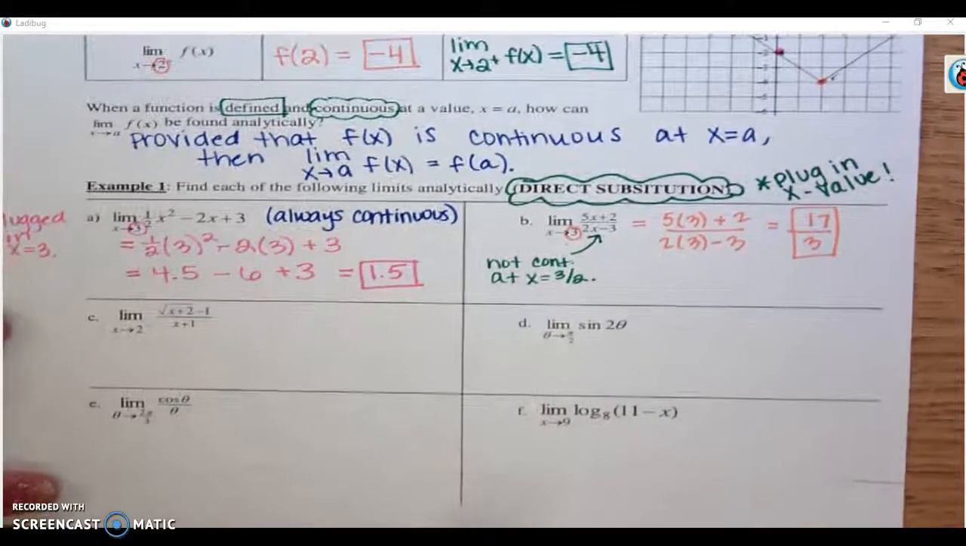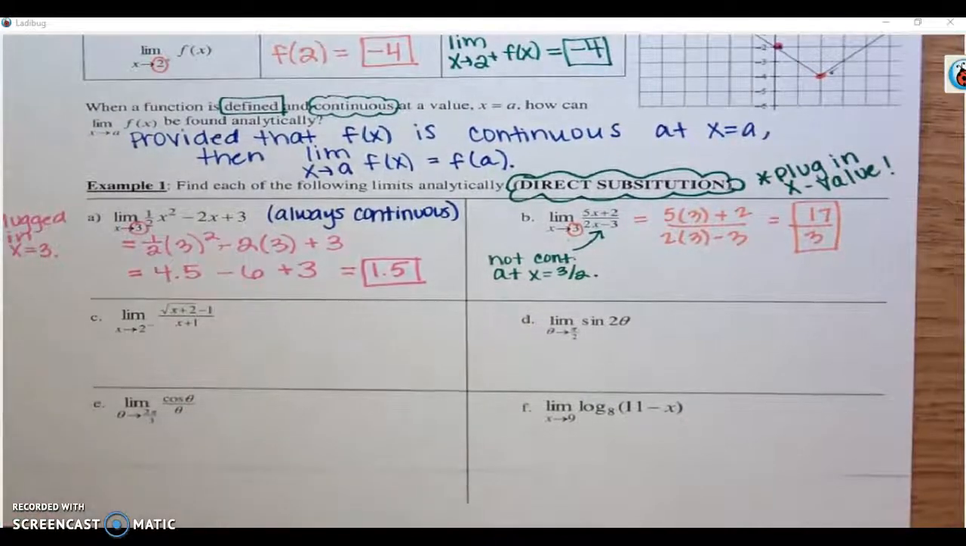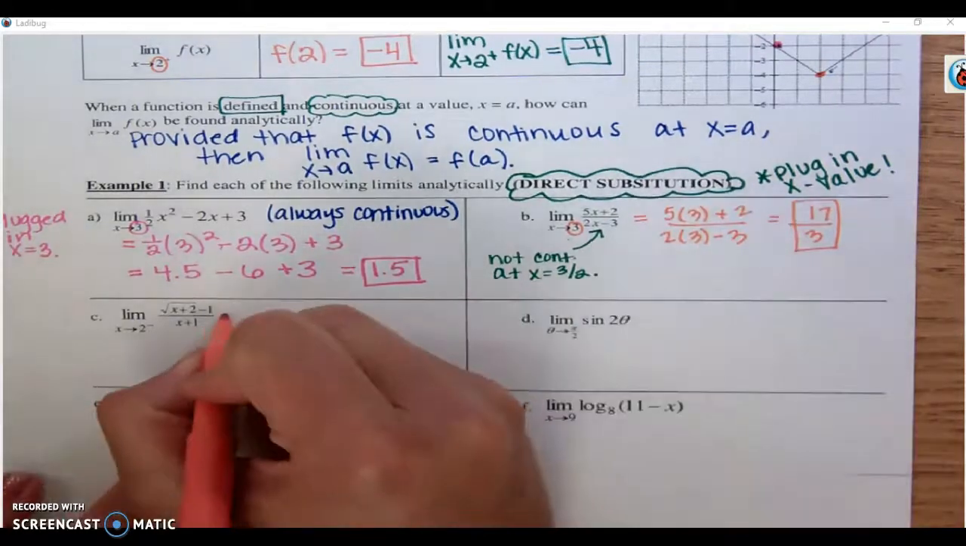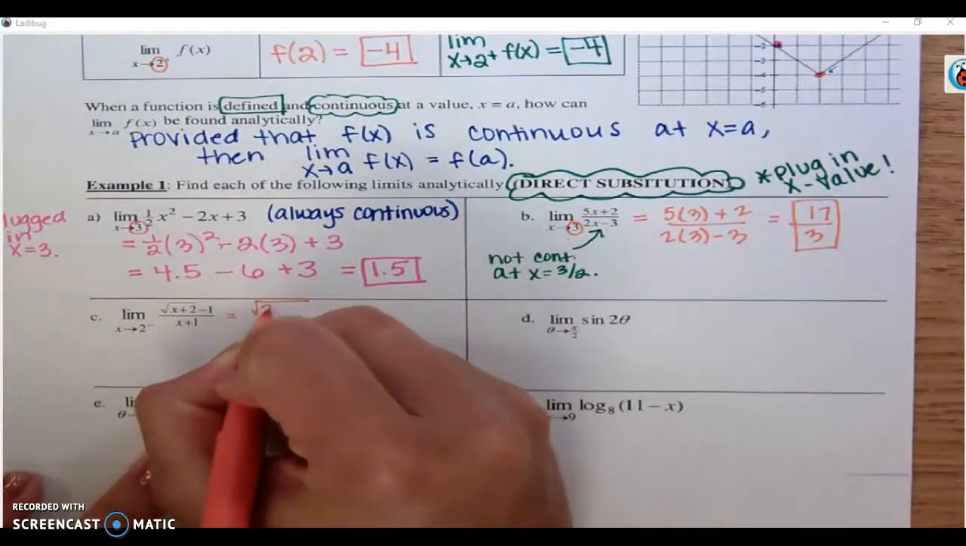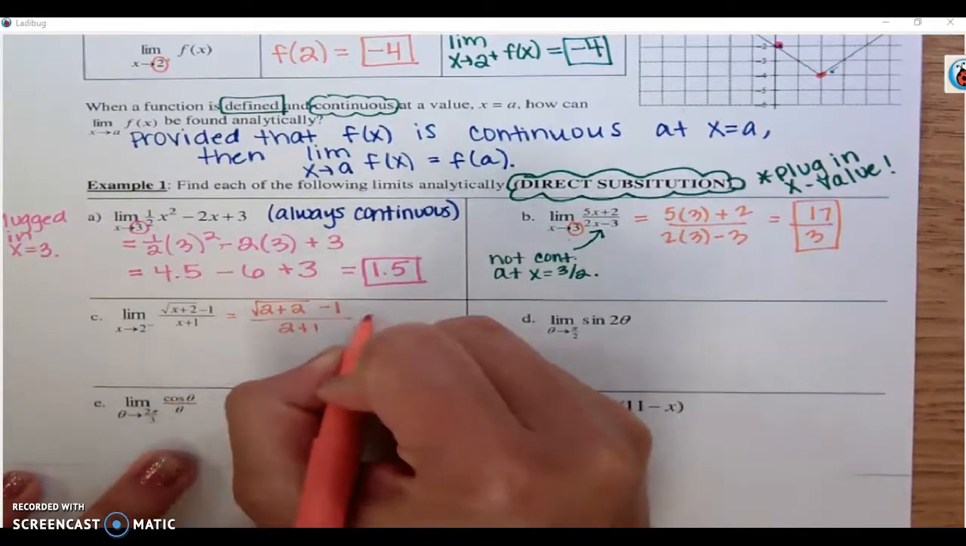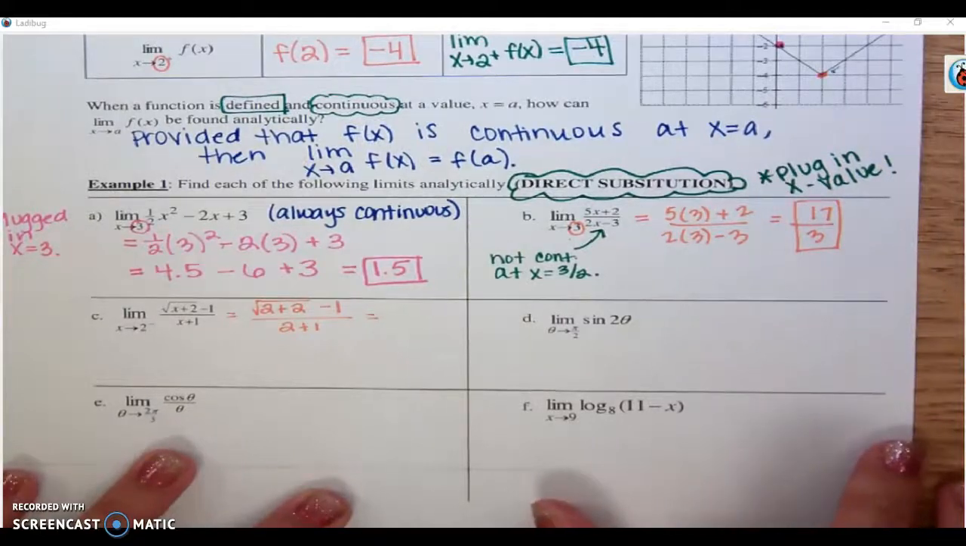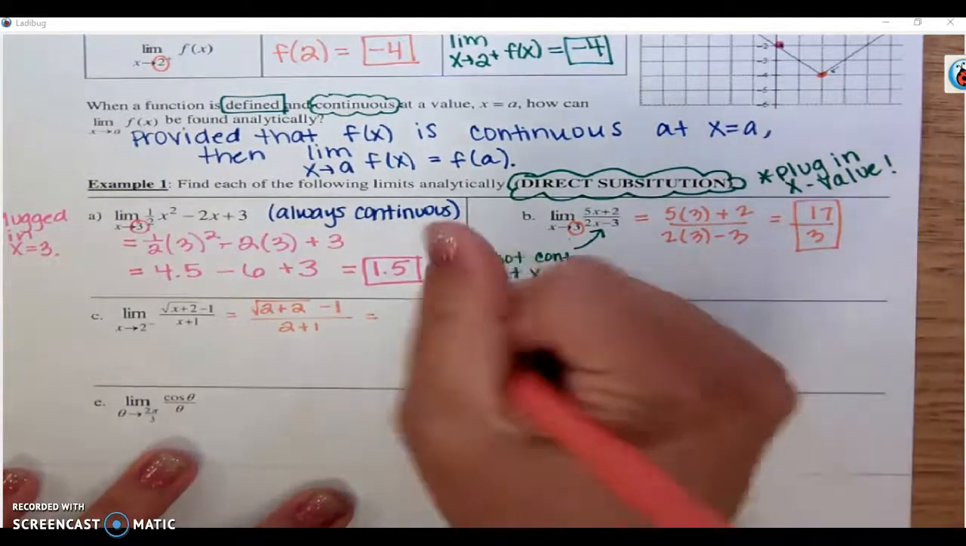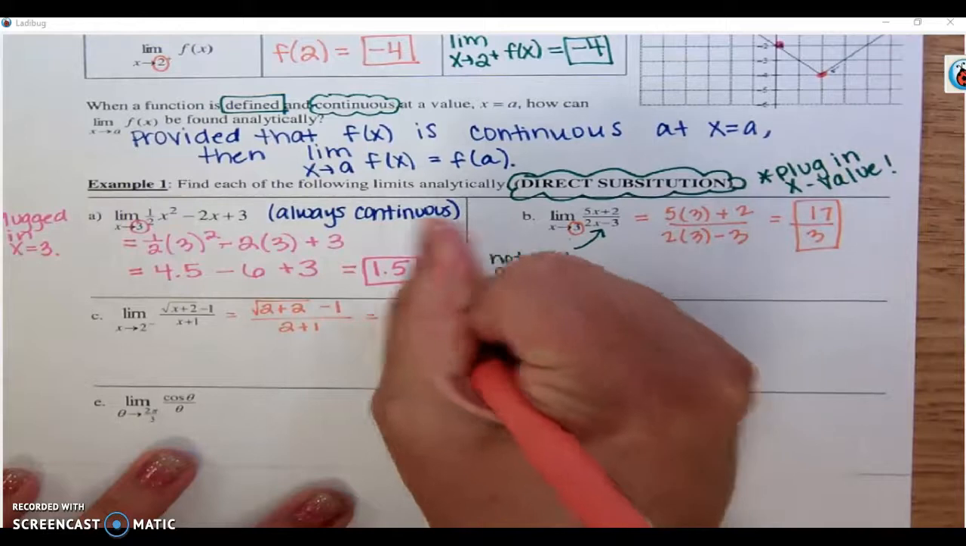Alright, part C says the limit as x approaches 2 from the left. Now, doing the left or right, if it's going to be continuous, then it should work left or right, it should be the same answer. So we're just going to try direct substitution. So we're going to plug in that 2. So we're going to end up with 1 over 3, which works.